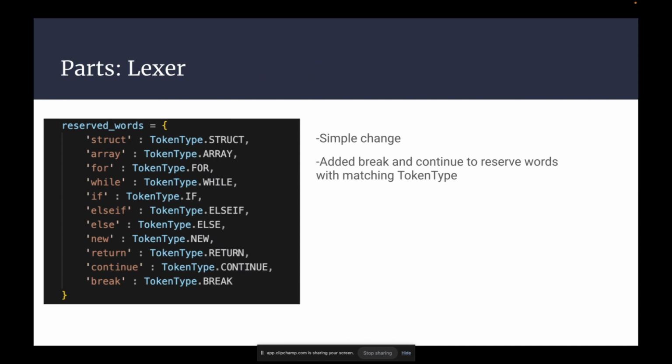All right, so what I added to the Lexer, this is the first part that I changed, was as you can see in reserved words, I added 2 new reserved words for continue and break, and then they also have their matching token types as well. A very simple change.